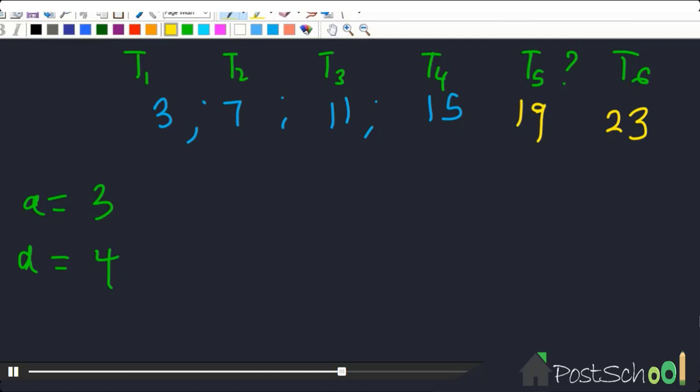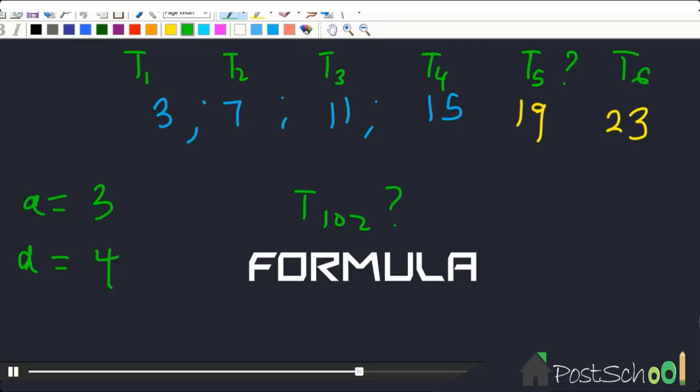All right, but then what if you want to know what is term number 102? Let's say you want to know what is term number 102. As you can see, that's going to take a lot of time trying to add these numbers up until you get to 102. We obviously need a formula to solve this. So what is the formula?